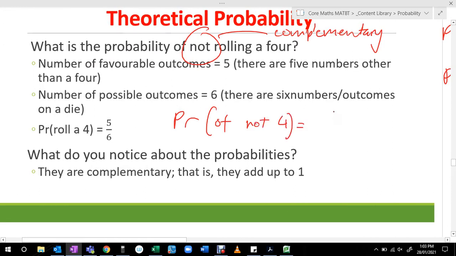Okay, so I know that there's going to be one 4 in there. But because I want the opposite of not a 4, it's going to be 5 out of the 6. 5 out of the 6, not 4.